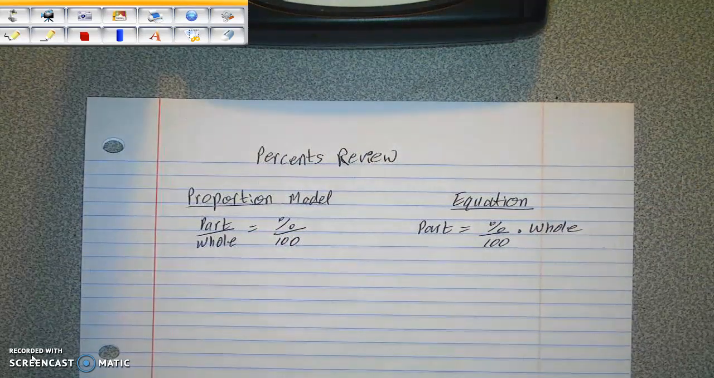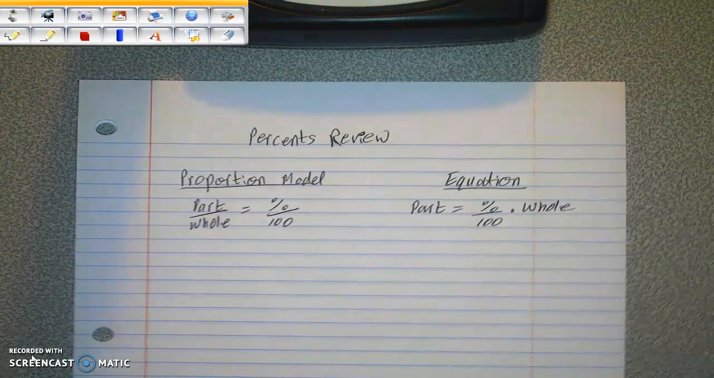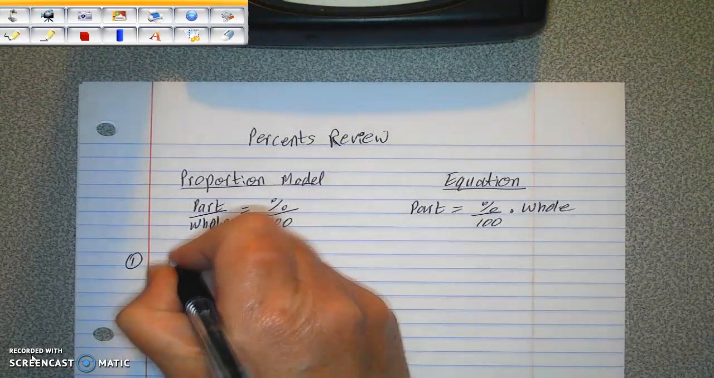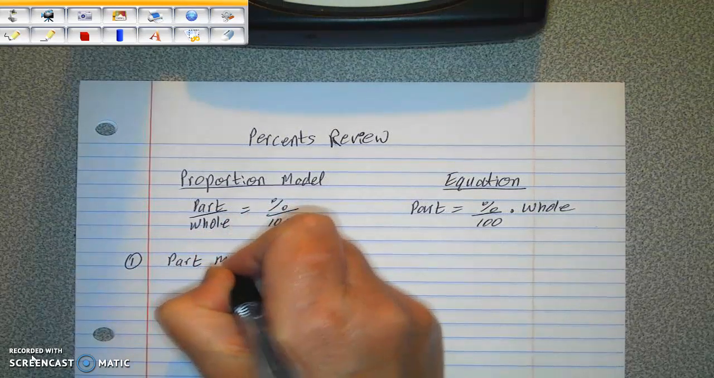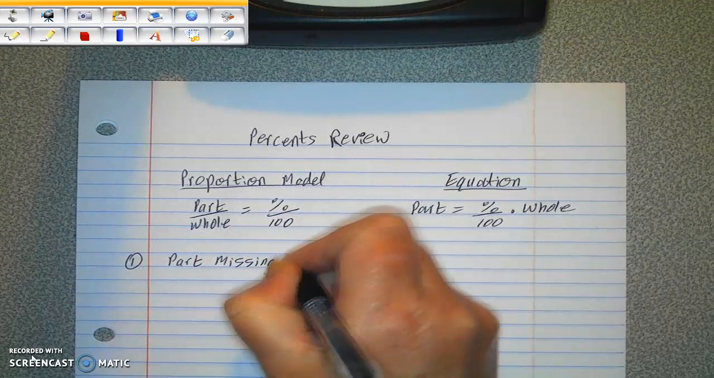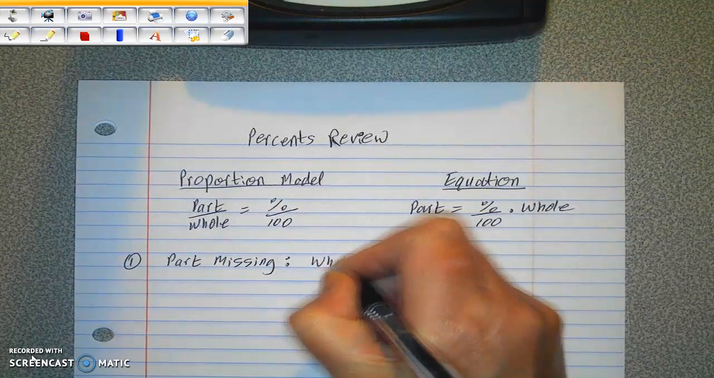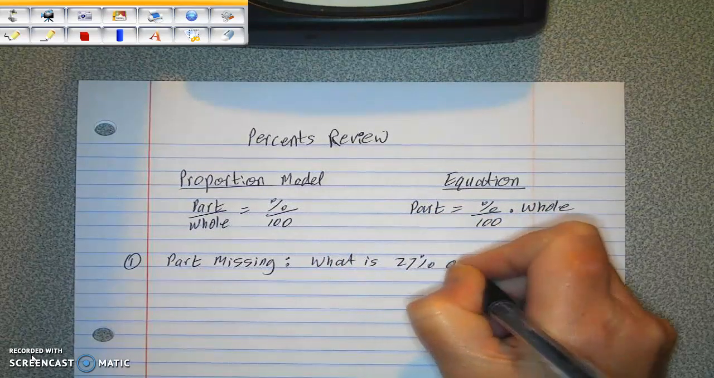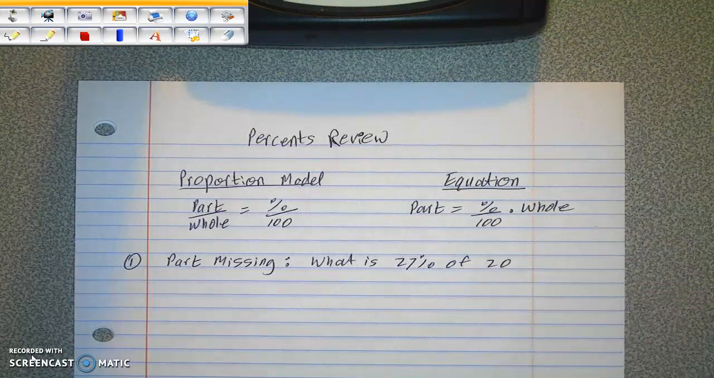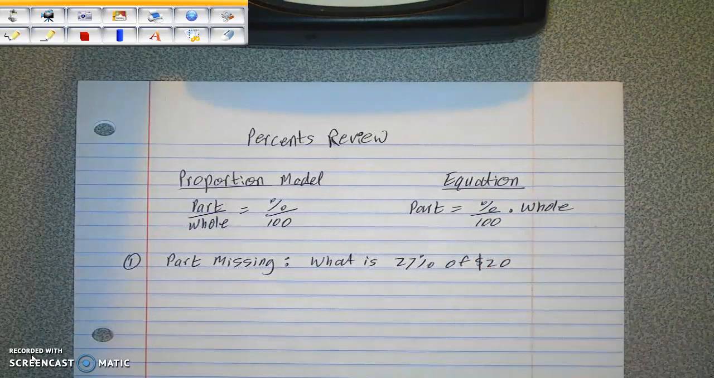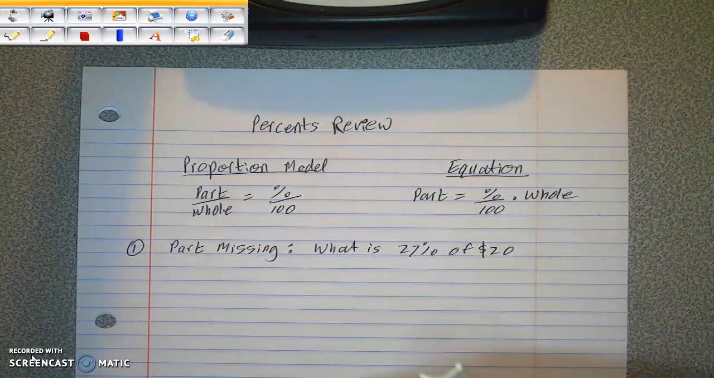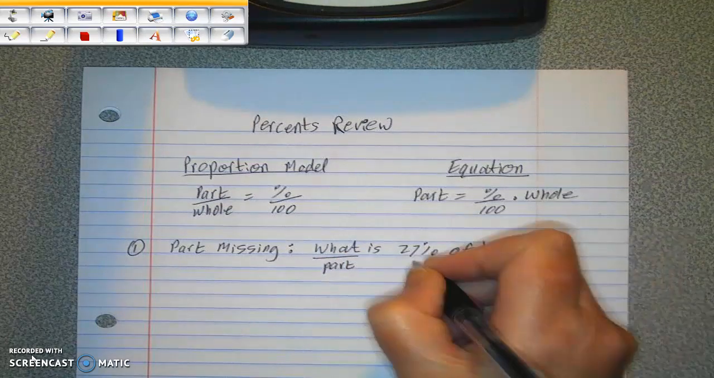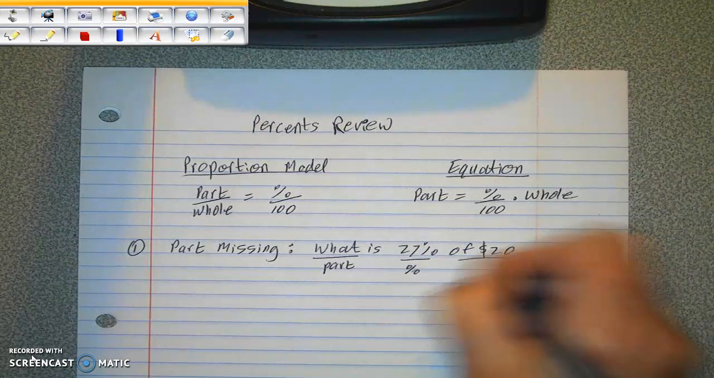I'm going to do a couple of questions with different things missing just to kind of bring it back into our heads. Here's question number 1, where the part is missing. And the question is, what is 27% of $20? So this is the part, and the part is missing. This is the percent, and this is the whole.